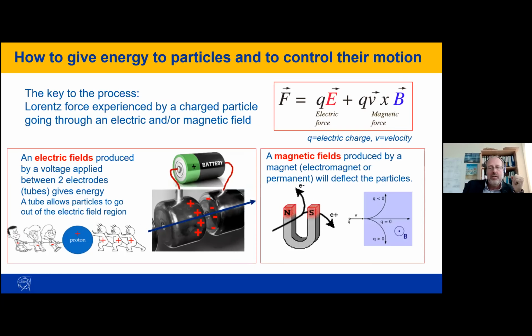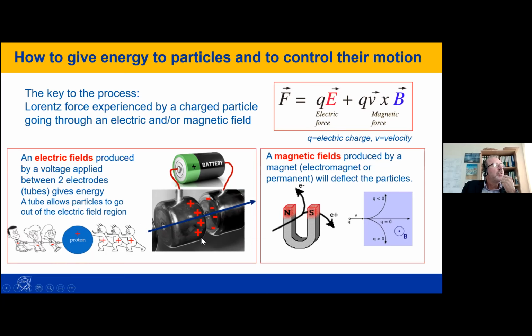How can you give energy to these particles? The key of the process is what is called the Lorentz force. So if you have an electric charge, so a charged particle, electrons, protons, or ions, you can apply an electric field, and this will create a force that will move the protons or the electrons. And at the same time, if you have a magnetic field, we create a force that will deflect the particles. So you see here, a proton is positive, so it is attracted by everything which is negative, and it is repelled by everything which is positive.